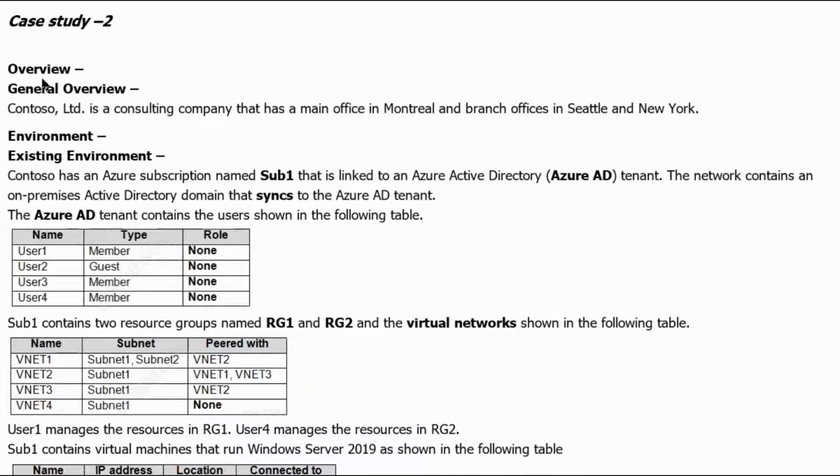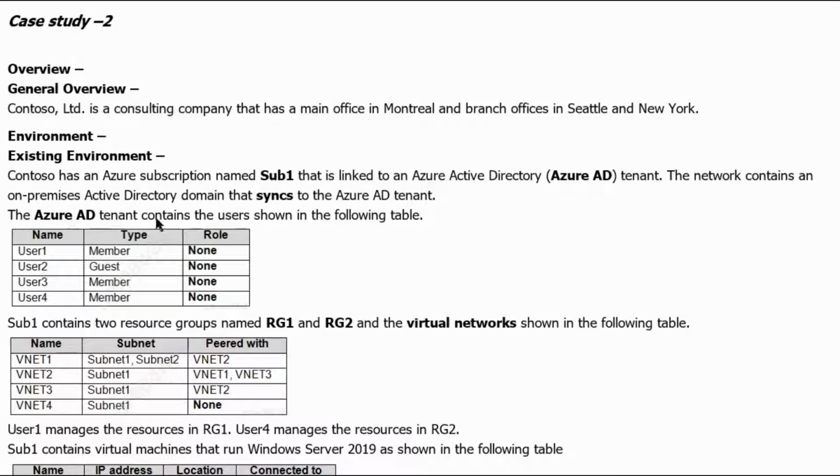Case Study 2 Overview, General Overview. Contoso Limited is a consulting company that has a main office in Montreal and branch offices in Seattle and New York. Environment. Existing environment: Contoso has an Azure subscription named Sub1 that is linked to an Azure Active Directory tenant. The network contains an on-premises Active Directory domain that syncs to the Azure AD tenant.